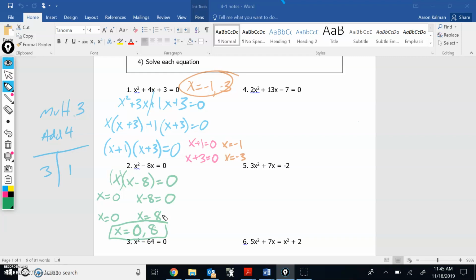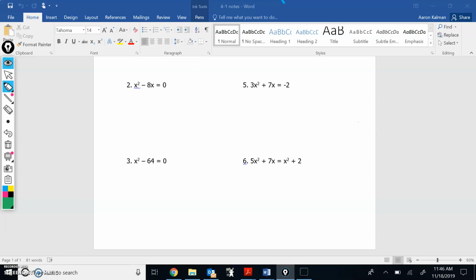Not too bad. Let's scroll down and look at number 3. There is no GCF for number 3, but it is a difference of squares. The difference of squares is x plus 8, x minus 8, because you do the square roots of each, equal to 0. Now we set each piece, each linear factor, equal to 0. Solving for each of these, we get x to be -8, comma, and then solving for this one, we get regular 8.